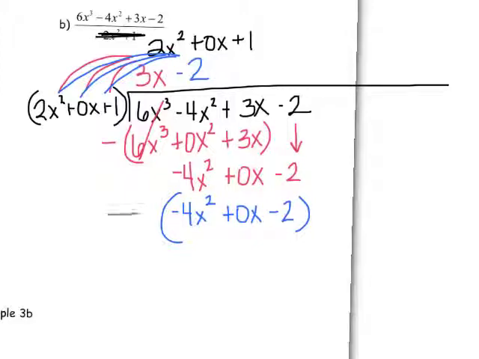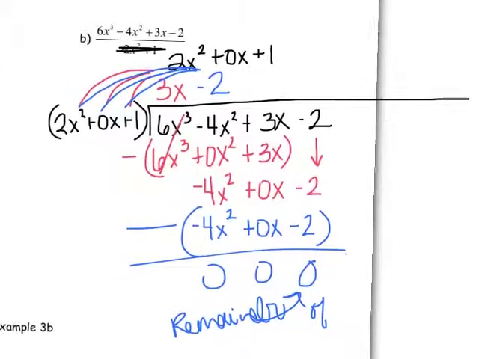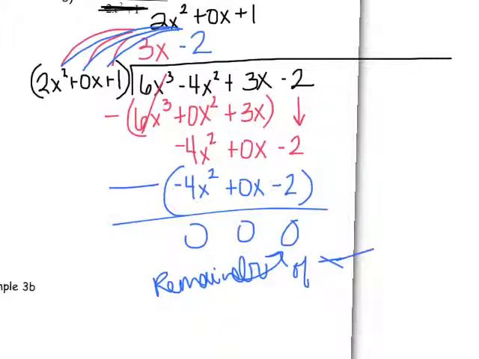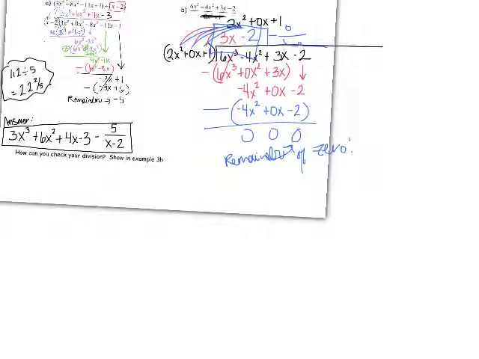Parenthesize, subtract. So negative 4 minus negative 4 goes away. 0 minus 0 goes away. Negative 2 minus negative 2 makes really negative 2 plus 2, which is also 0. I've got 0 all the way down. So I've got a remainder of 0. So this is my answer. You don't need to write plus 0 over. That doesn't matter. 3x minus 2 is our answer.